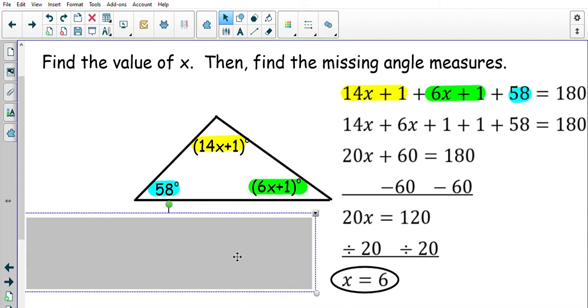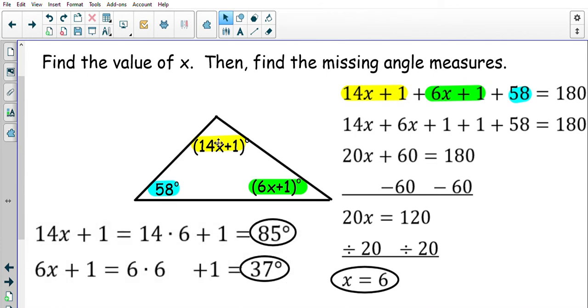And we know one of our angle measures. The other two, we've got 14x plus 1. So I took 14 times 6 plus 1 is 85 degrees, and I used my calculator for that. And then 6x plus 1, I took 6 times 6 plus 1. Don't mind this random space. I had a random plus sign in there that I got rid of. That's going to get us 37 degrees. So we've got 58 degrees. This guy's 37 degrees, and then this one's 85 degrees.